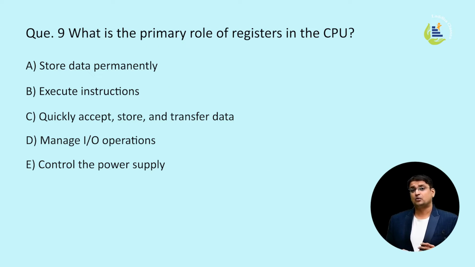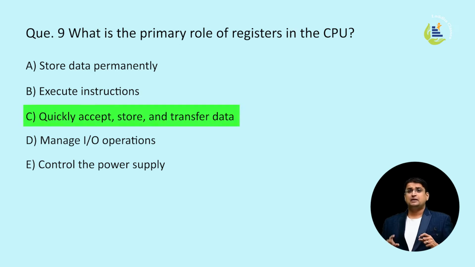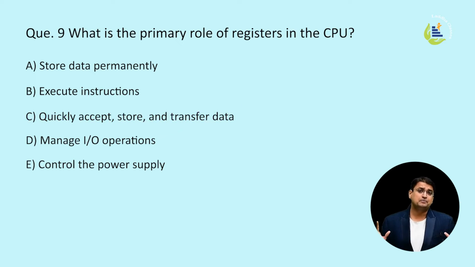Question 9. What is the primary role of registers in the CPU? Options are store data permanently, execute instructions, quickly accept, store, and transfer data, manage input-output operations, control the power supply. Correct answer option is C, quickly accept, store, and transfer data.